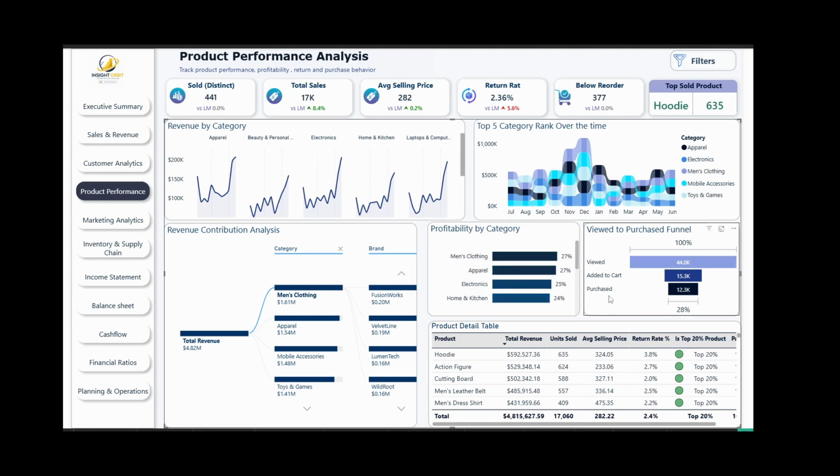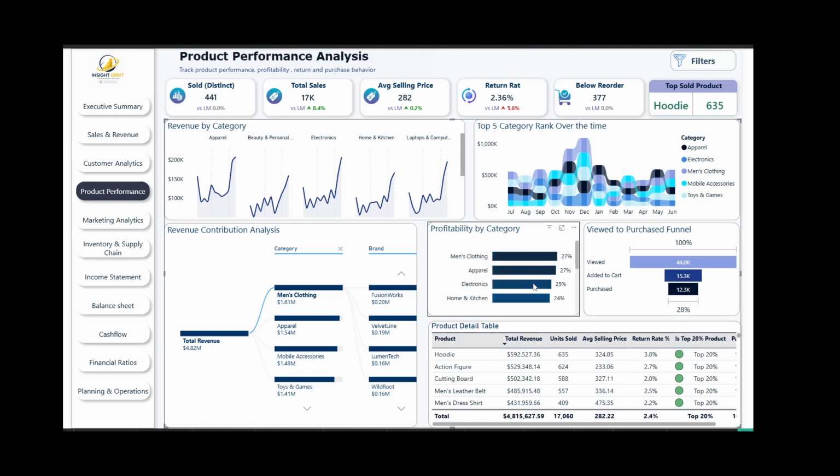And this is the profitability by category, showing which category is more profitable. And this is the view-to-purchase funnel chart. It measures the conversion from product view to cart addition and finally to purchase. This helps to identify why customers are dropping off. For example, if many users view the product but do not add it to their cart, there may be an issue with the pricing, product details, or customer trust.